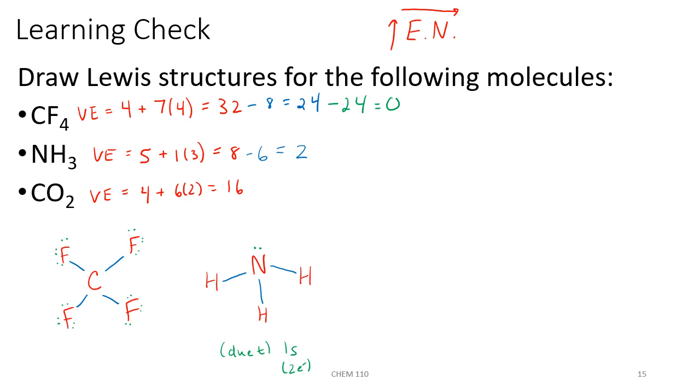Now we've used up our last 2 electrons as a lone pair on our nitrogen, so we have 0 electrons left, and everybody is either following the octet rule or the duet rule. So this would be our Lewis structure for NH3, which is ammonia.